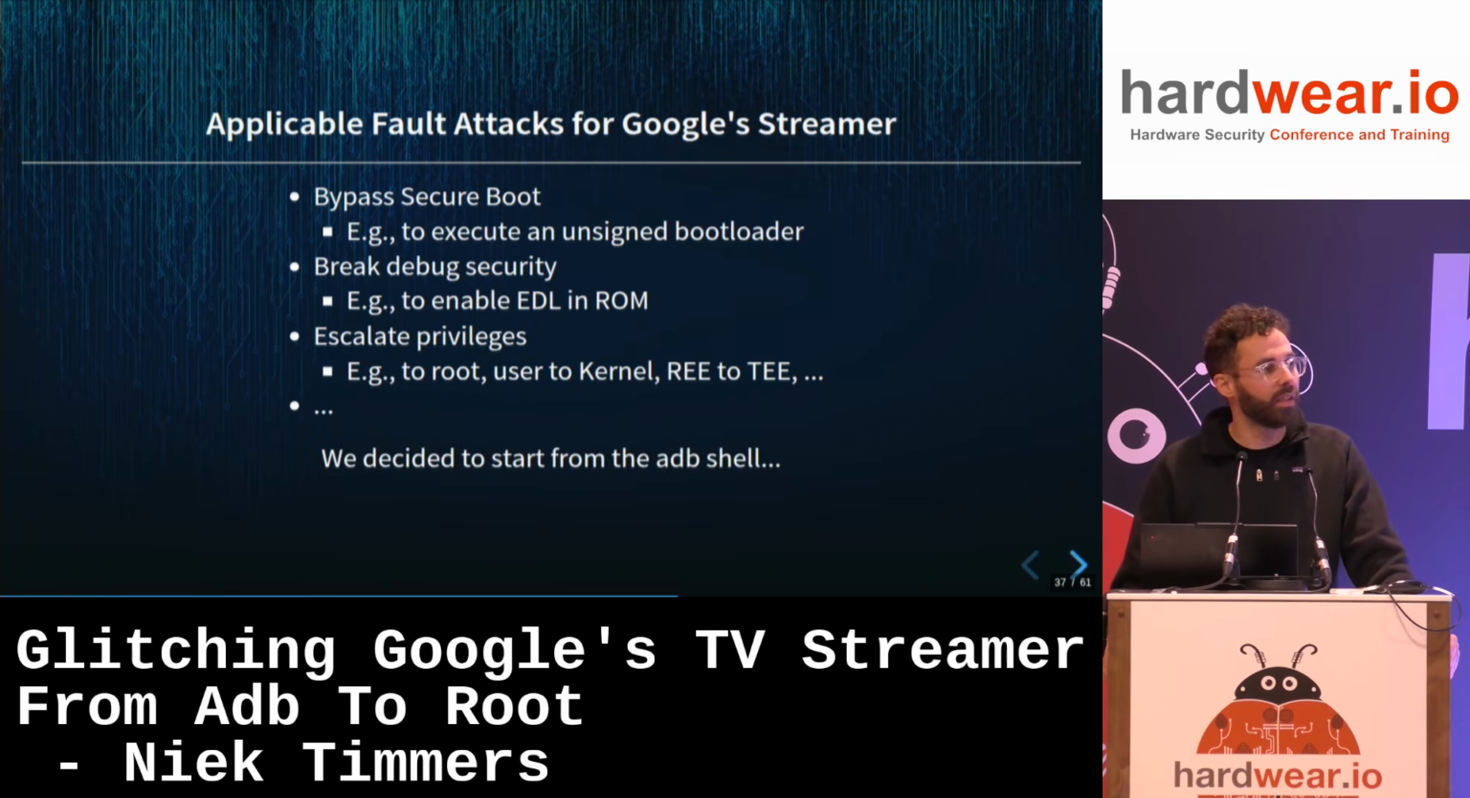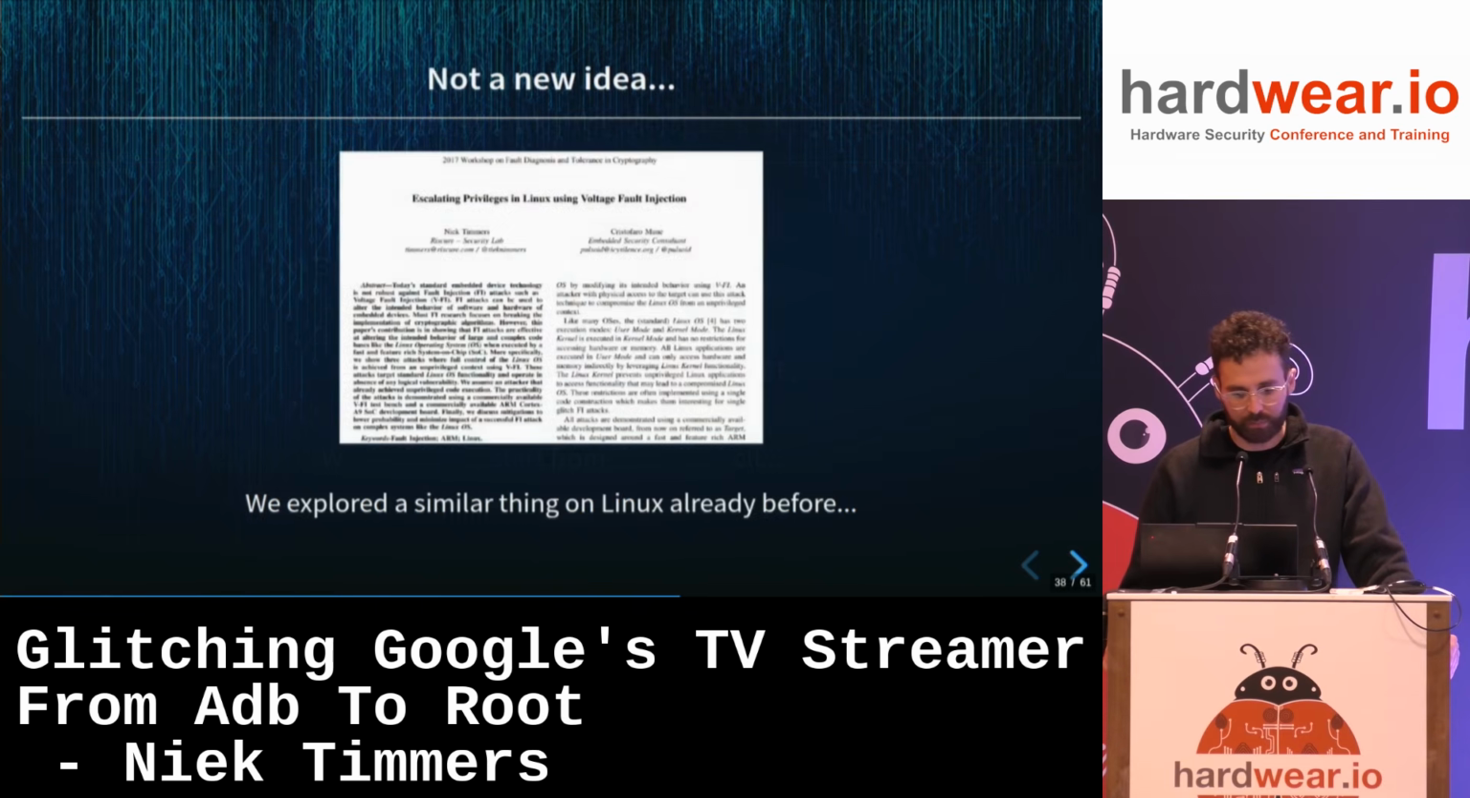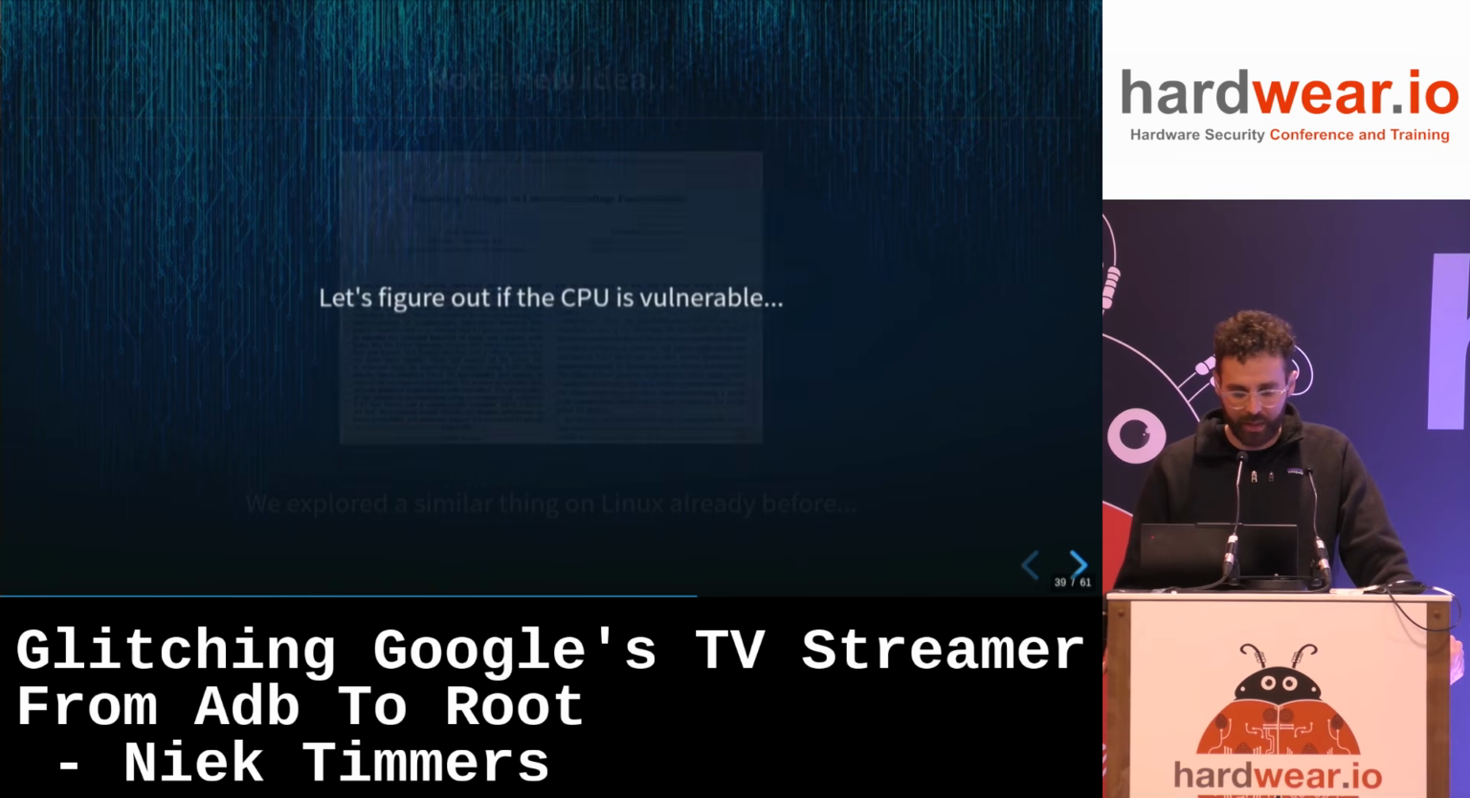We decided to actually take the ADB shell as a start and go from there. This is not a new idea. About 10 years ago, we had a paper where we explained how we escalated privileges in Linux from user to root, from user to kernel. So we got PC control over the kernel. And we decided to do something similar, but then on this device in Android. And because Android is very similar to Linux, we did not expect any issues there.